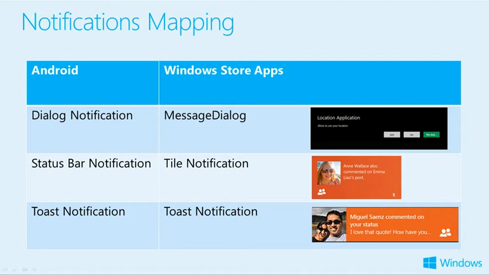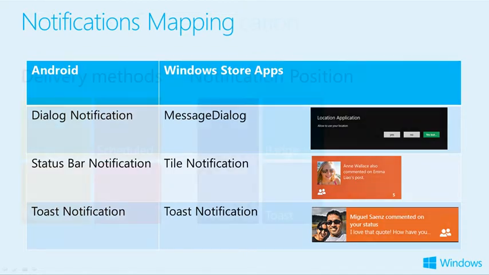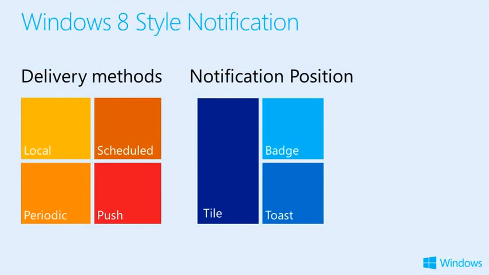In Windows 8, toast notifications are shown for about 7 seconds for a standard toast, or 25 seconds for a long-duration toast, and the user may choose to ignore them. This behavior is similar to Android toast notifications. Windows Store application notification is more powerful and flexible than Android notification. There are 4 mechanisms that an application can use to deliver a notification: local, scheduled, periodic, and push.